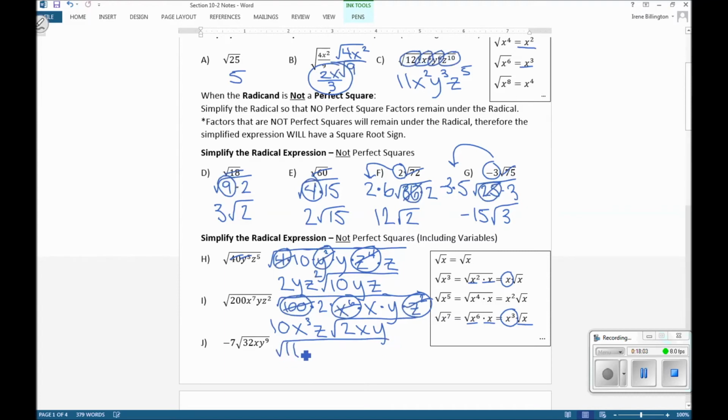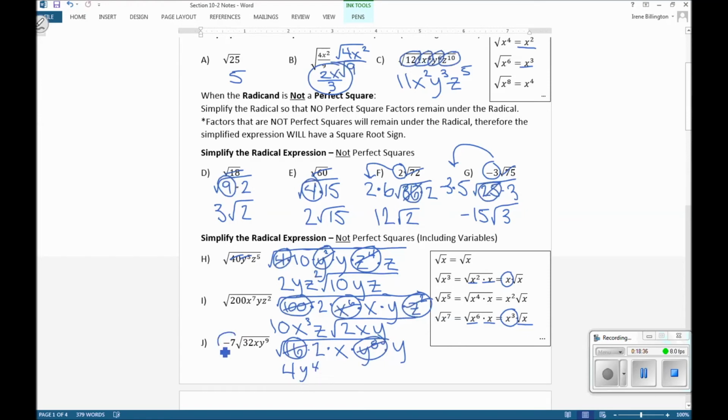So we've got 16 times 2, and then x stays as x, and y to the 9th, remember, has an odd exponent, so we need to take 1 away from the 9. So we'd have y to the 8th times y. So we have 2 perfect squares underneath here: the 16 and the y to the 8th. The square root of 16 is going to give me 4, and the square root of y to the 8th is going to be y to the 4th.